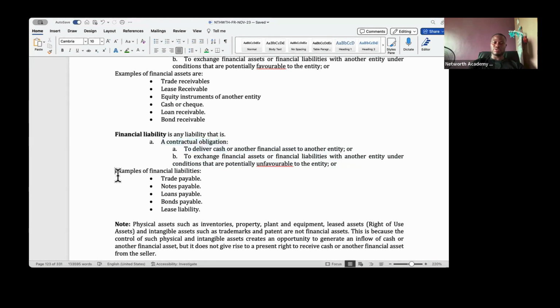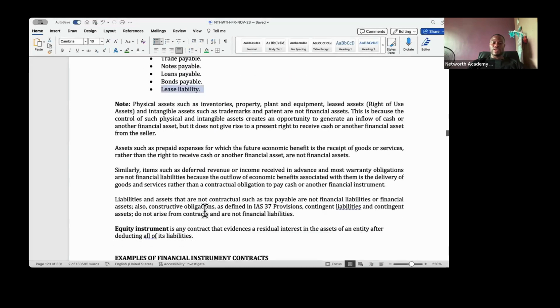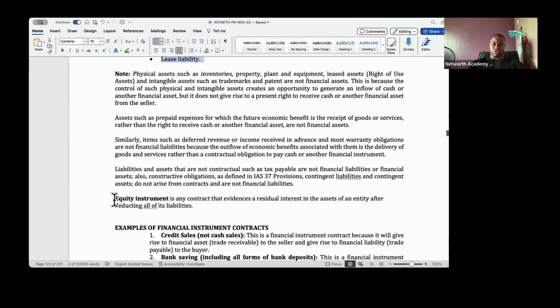Examples of liabilities that give rise to an obligation to deliver cash are items like trade payables. If you buy goods on credit, you have an obligation to deliver cash. You have to pay back. Also notes payable, loans payable, bonds payable, or even lease liability. These are financial liabilities. And finally, there is the equity instrument.